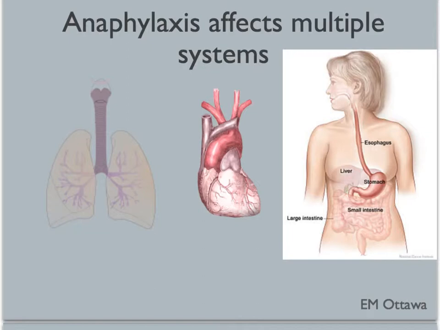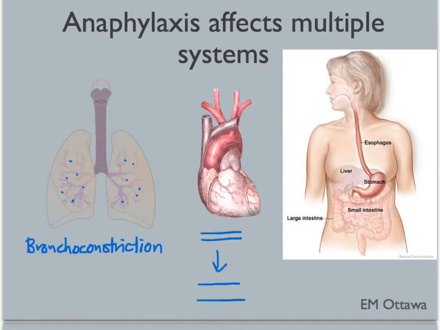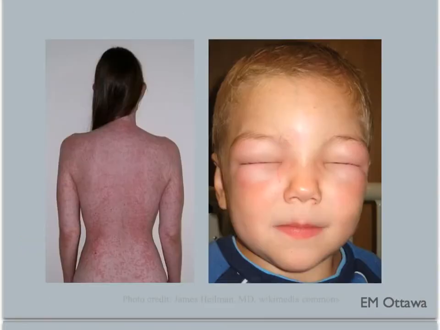In the lungs, these mediators cause bronchoconstriction and mucus production. In the circulatory system, it causes vasodilation. In the gut, it can cause diarrhea and cramping. In the skin, they cause swelling. It can be superficial, such as hives, or it can be deep, such as angioedema.